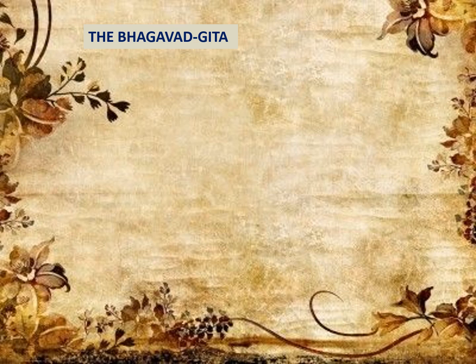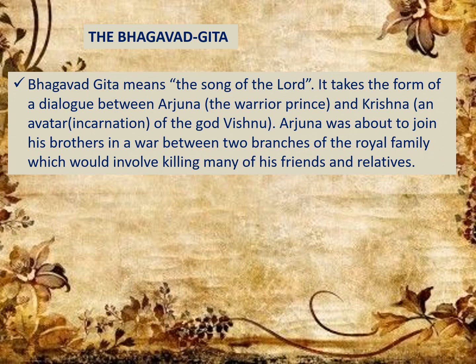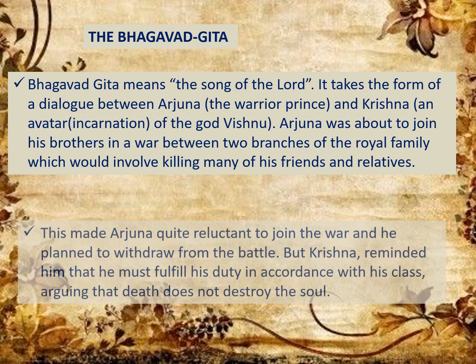The Bhagavad Gita. Bhagavad Gita means the Song of the Lord. It takes the form of a dialogue between Arjuna, the warrior prince, and Krishna, an avatar or incarnation of the god Vishnu. Arjuna was about to join his brother in a war between two branches of the royal family, which would involve killing many of his friends and relatives.